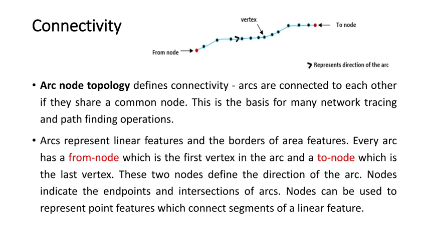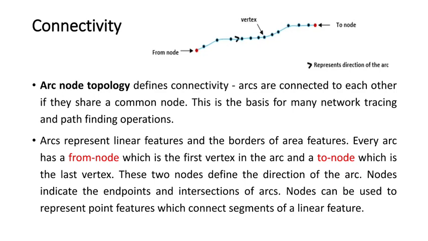So every arc has a from node. Here you can see this from node, and at the end there will be a to node. The from node is the first vertex of that arc, and the to node is the last vertex. These two nodes define the direction of the arc. Also you can see the arrow which represents the direction of the arc. So from this red node to this to node, there is connectivity being shown between the different data.